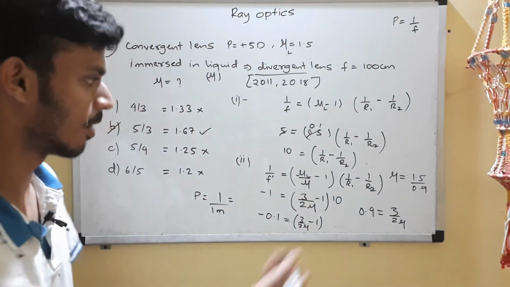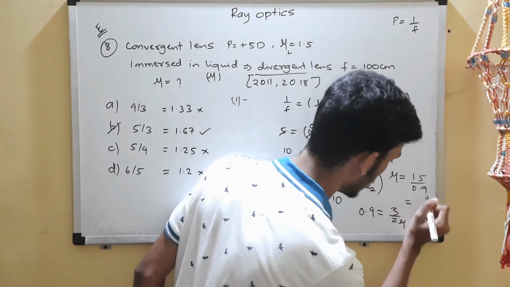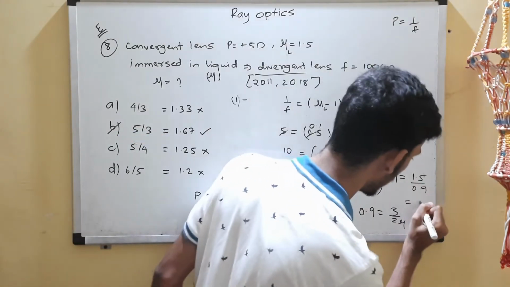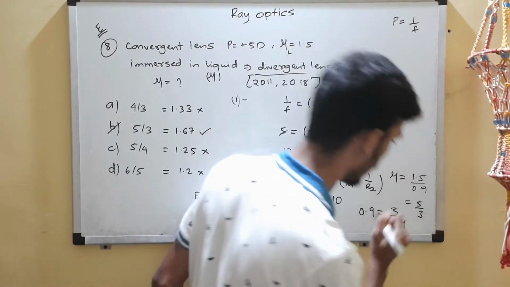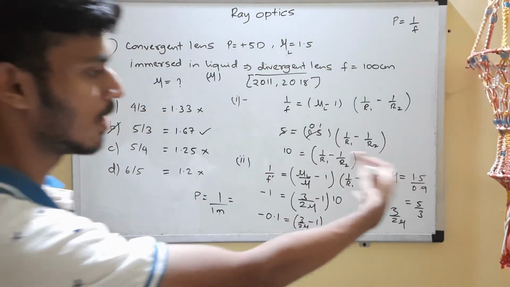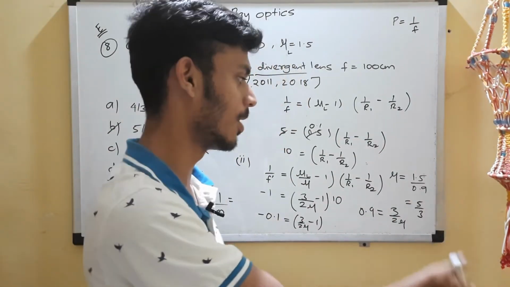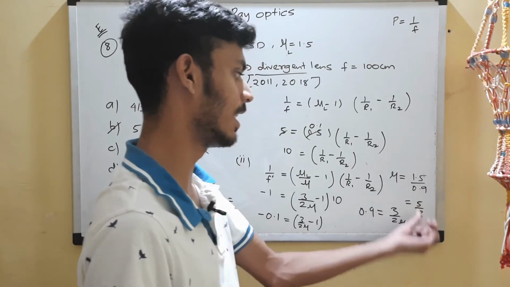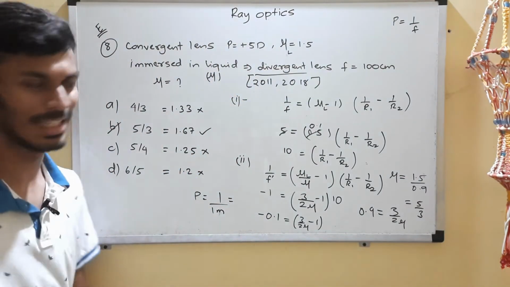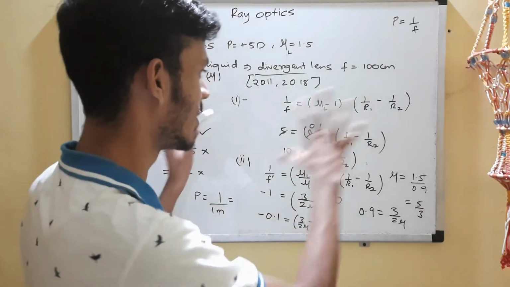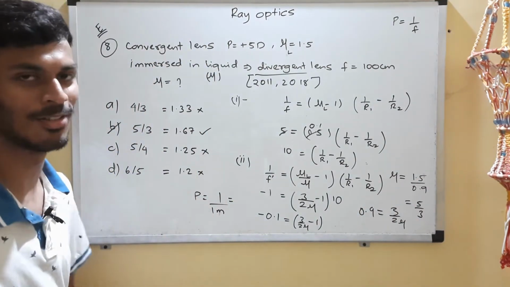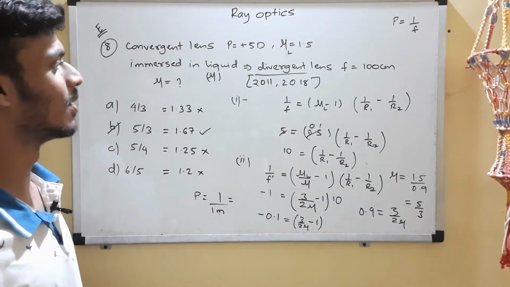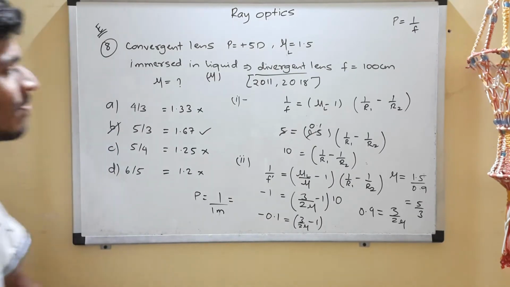Okay, option B. Or you can directly see it: multiply by 10 first in the numerator and denominator, and then 3 5s are 15, 3 3s are 9, so 5 by 3 is the correct choice over here. So much of math or a little bit of logic, you decide. Okay, so let's move to the next question now.